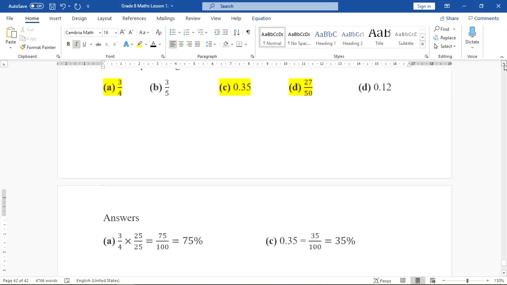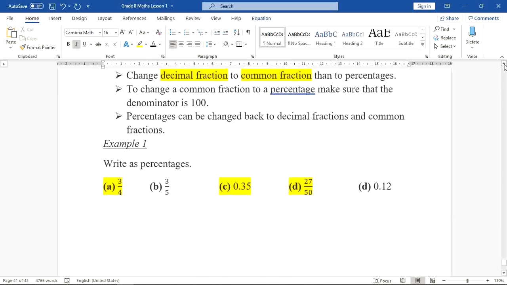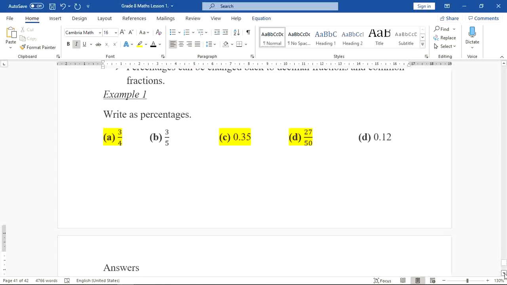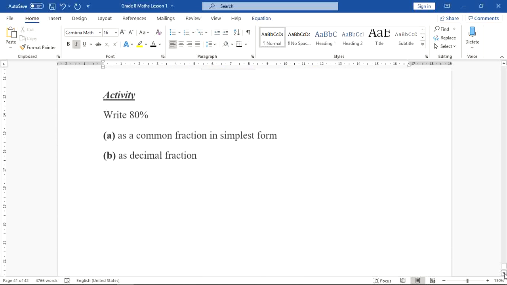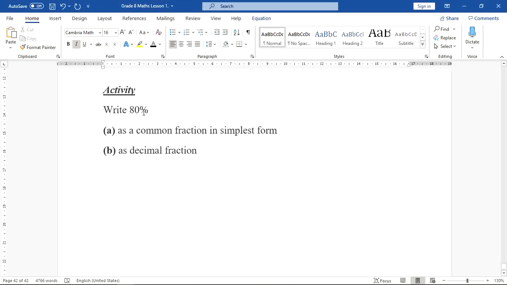So now, my friends, your job: you are going to show me that you understand this lesson by writing part B and part D as percentages. Take a picture and WhatsApp it to me so I can confirm if your work is right or you need to do some correction. And also this activity, write 80% as a common fraction in simplest form. Very important, and also write it as a decimal fraction.